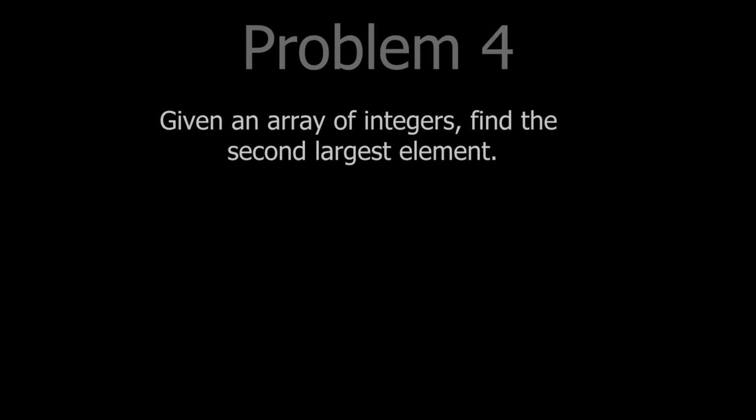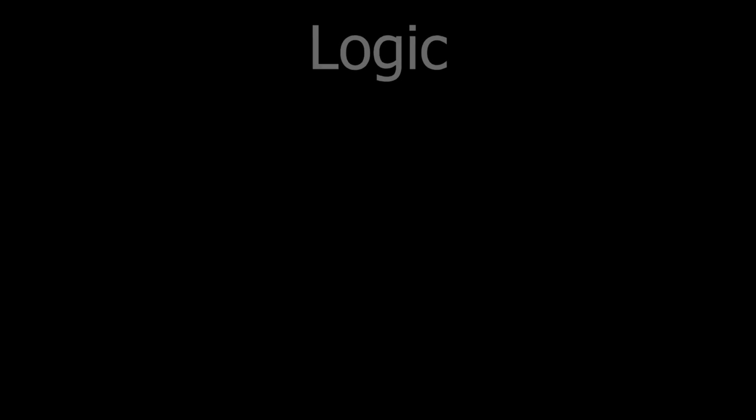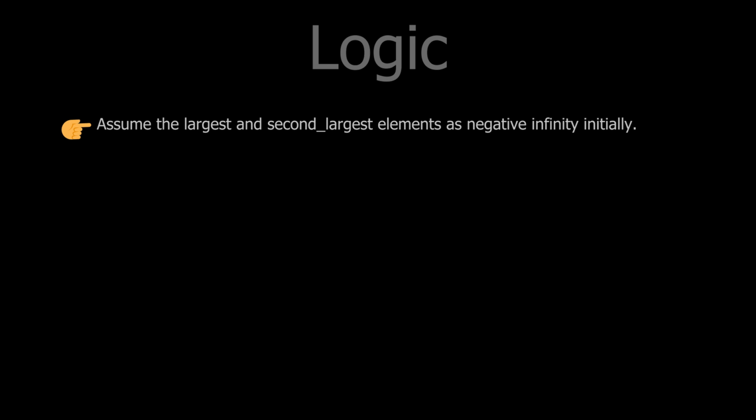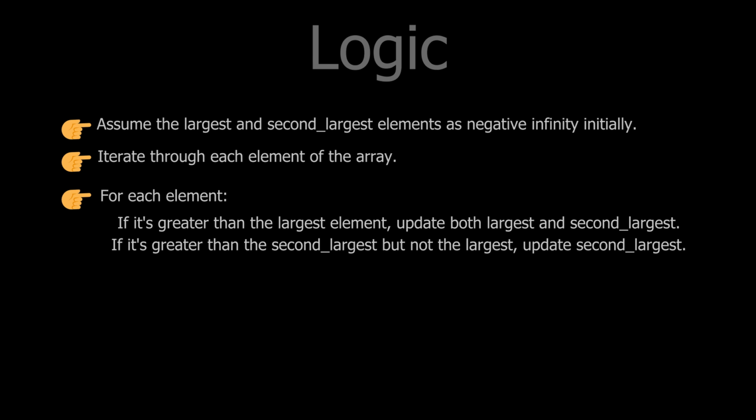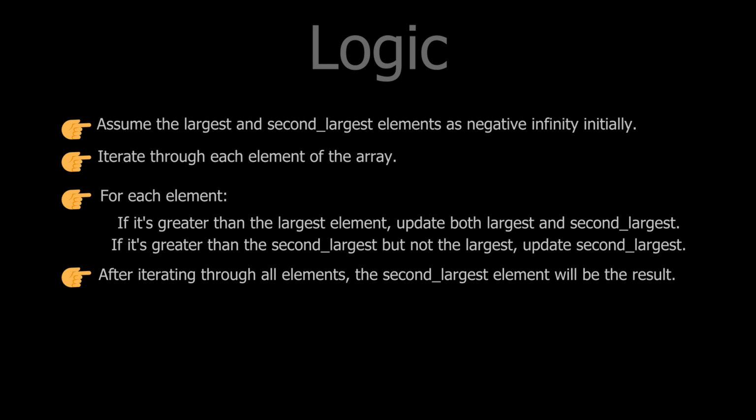Problem 4. Given an array of integers, find the second largest element. Logic. Assume the largest and second largest element as negative infinity initially. Iterate through each element of the array. For each element, if it's greater than the largest element, update both largest and second largest. If it's greater than the second largest but not the largest, update second largest element. After iterating through all elements, the second largest element will be the result.